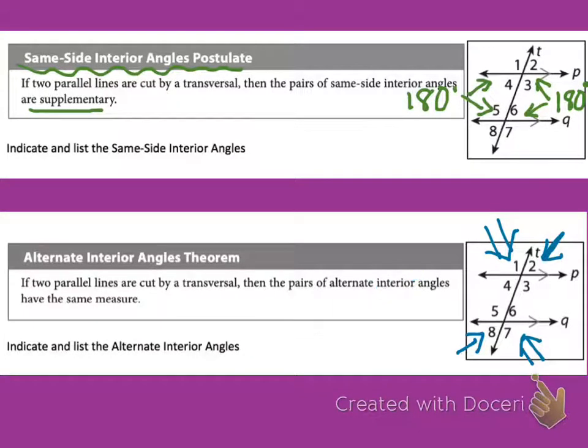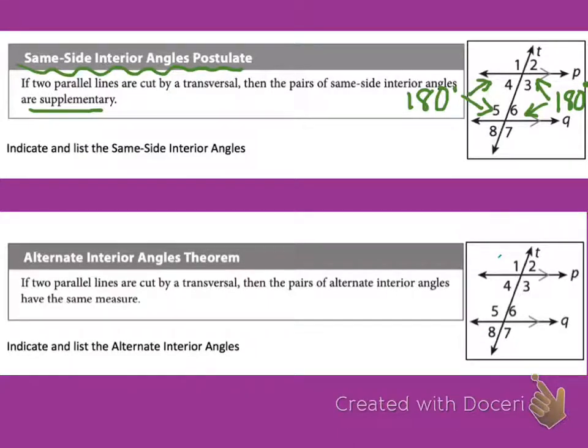Oh, I'm sorry, I was doing the wrong pair. I was doing alternate exterior. That's actually next. Sorry about that. So let me erase. I misread that. Alternate exterior is on the next one. These are alternate interior. I misread.